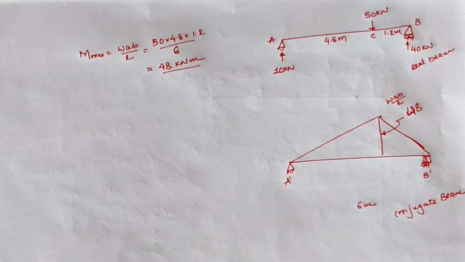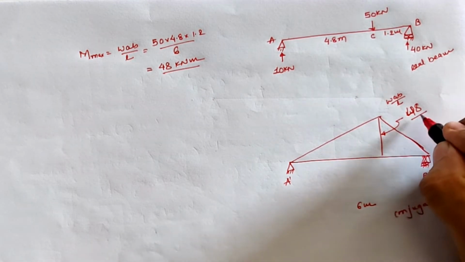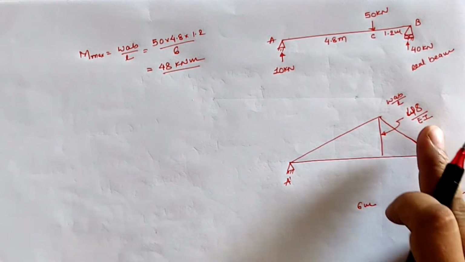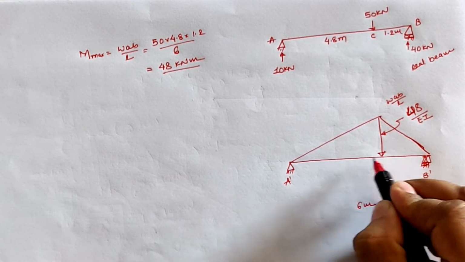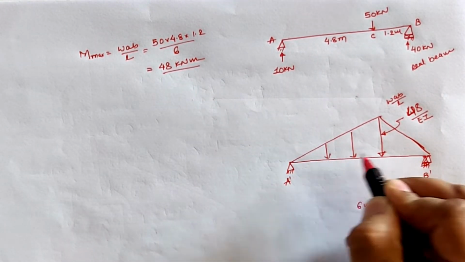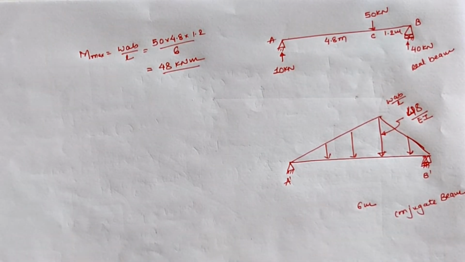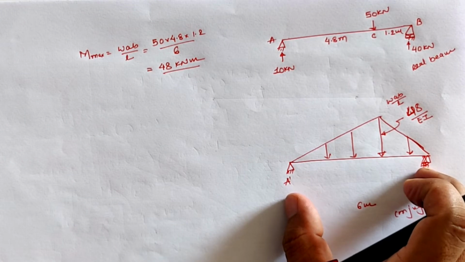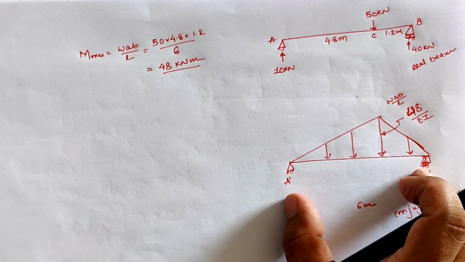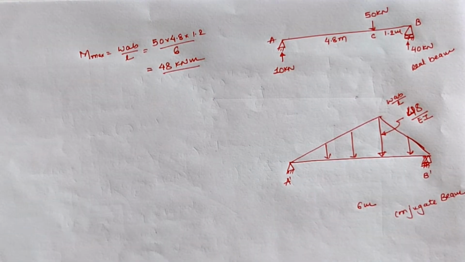48 kilonewton meter, and according to the definition, this moment is divided by the flexural rigidity to give the M over EI diagram, and this M over EI diagram is the loading on the conjugate beam. So our actual beam is converted into the conjugate beam. Now we have to calculate the maximum deflection, and we know that at the location where slope is 0 we must have the maximum deflection.